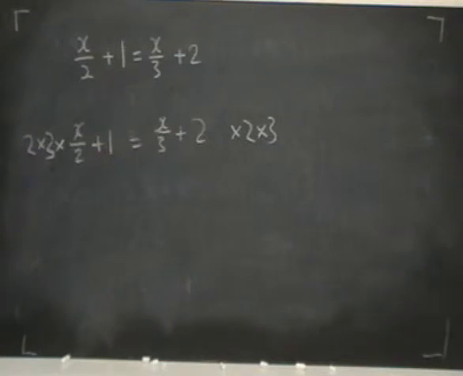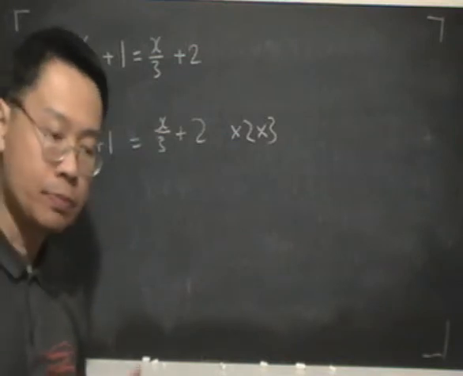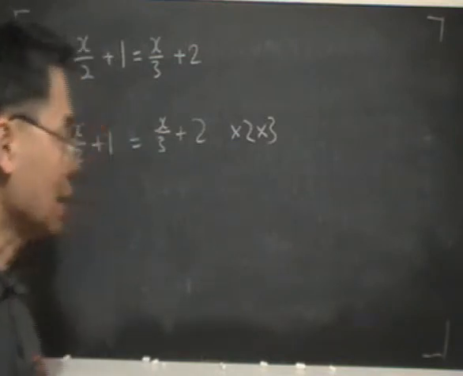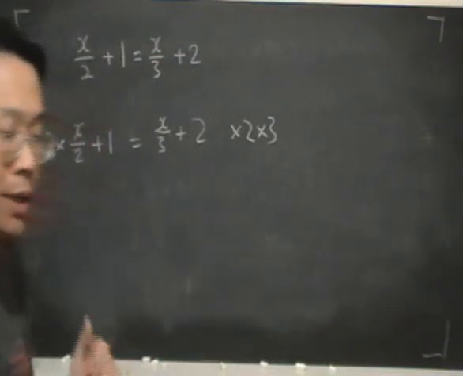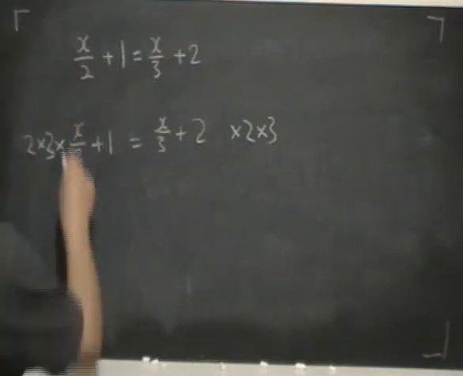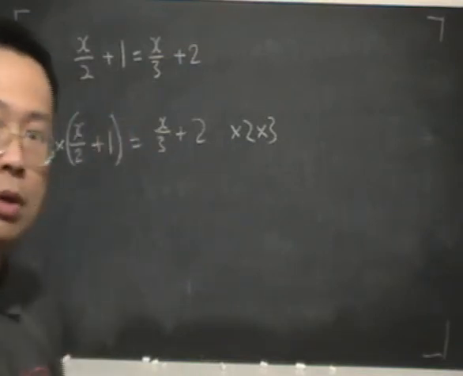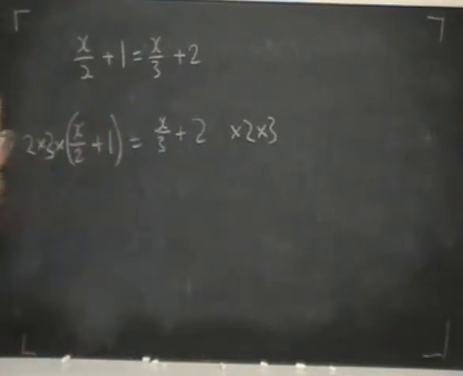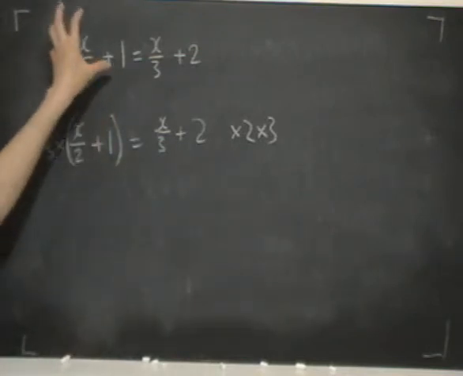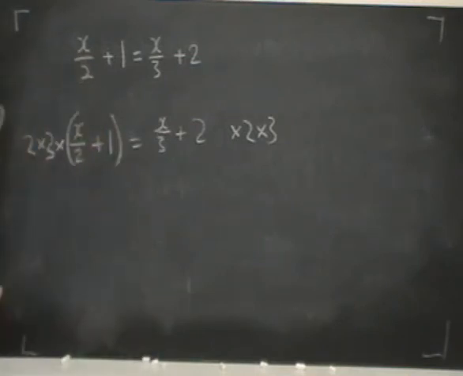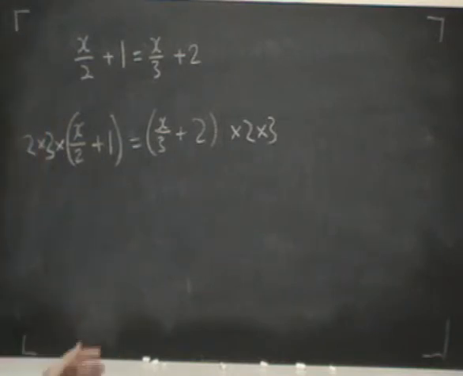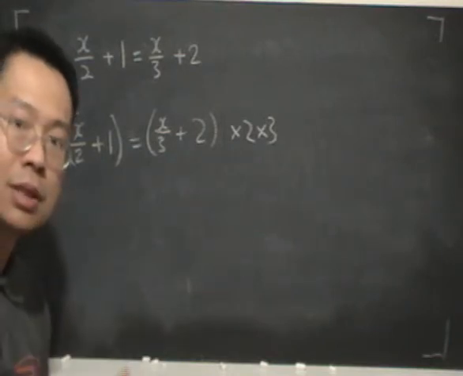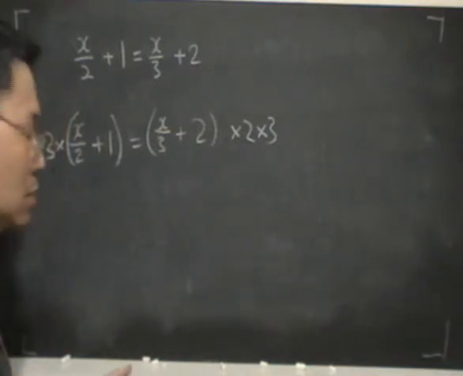Right? So what this means is that when I multiply by 2 and 3, I must make sure that x over 2 plus 1 happens first. And there is a simple way to make sure of that. Brackets. Right? To be very safe, all I need to do is to put brackets around the original left side, as well as brackets around the right side. So that ensures that the plus and the times are done in the right order.